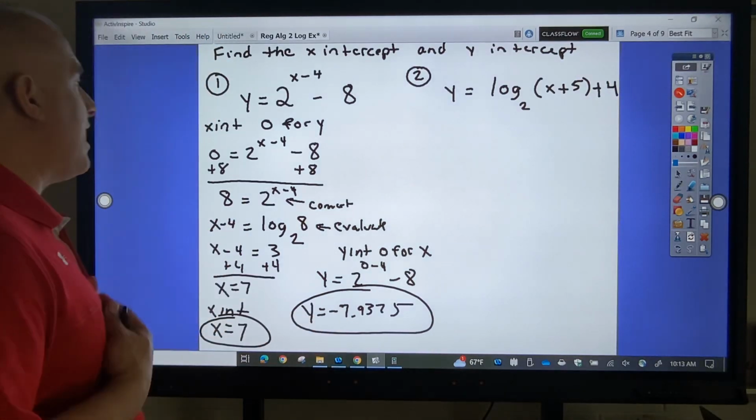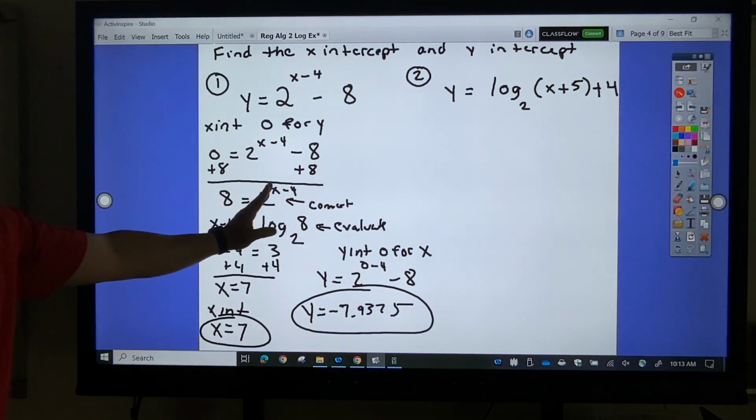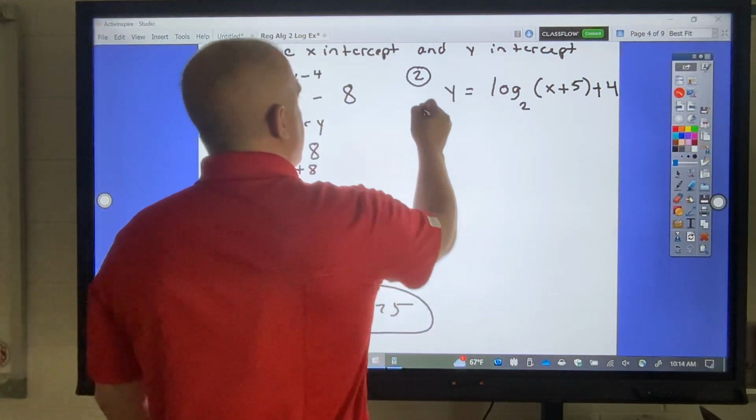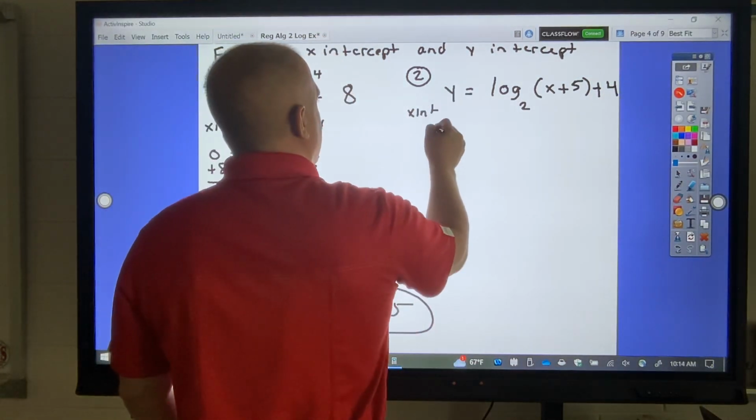Okay? You might say, Mr. Evans, how do I know to convert? If you can't calculate, you have to convert. That's the easy way to remember that. So on this one, I'm going to find the x-intercept by putting 0 in for y.